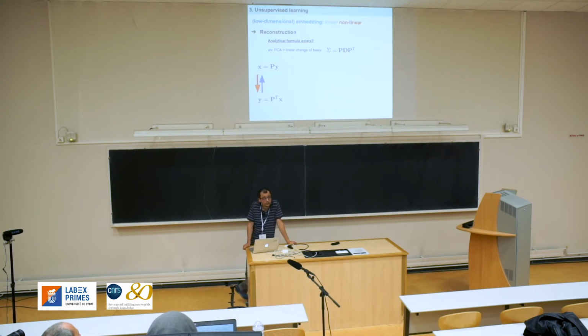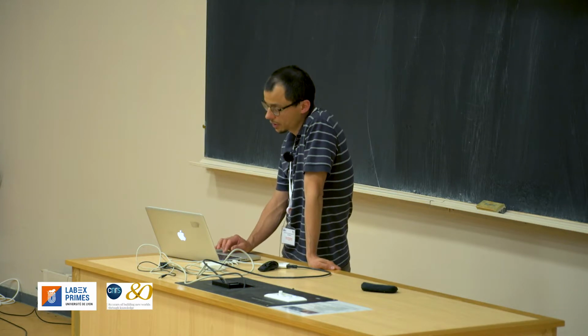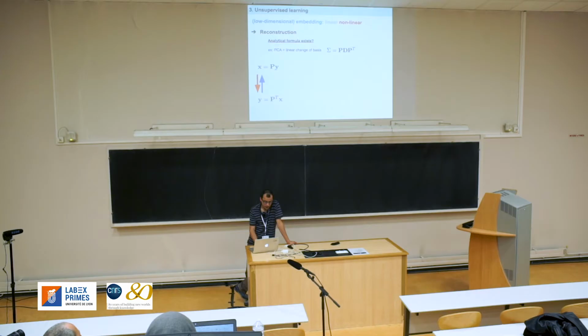So sometimes there's an analytical formula, so we are lucky. In PCA, we have a linear change of basis to go from one side to the other. It just considers the matrix P that is involved in diagonalizing the covariance matrix. In many cases, you don't have this analytical formula, and it's called the out-of-sample extension.